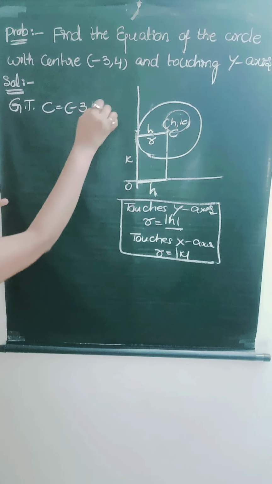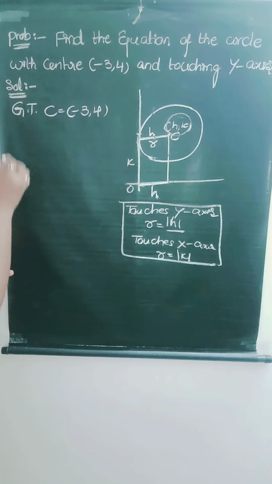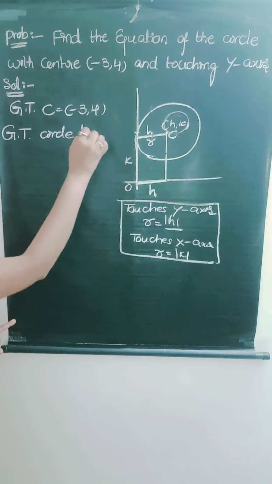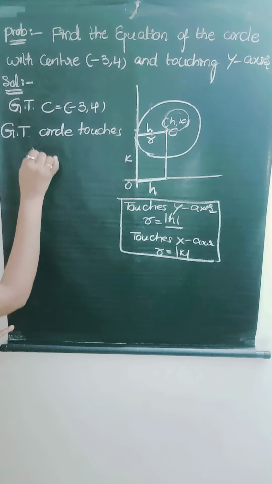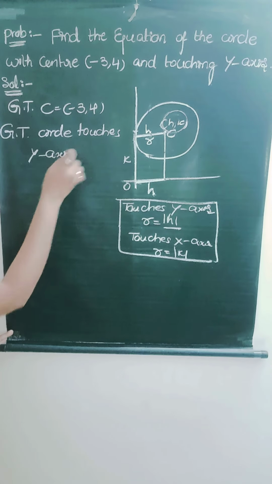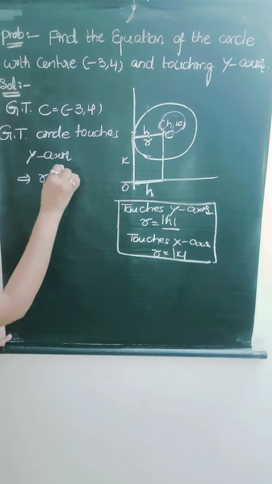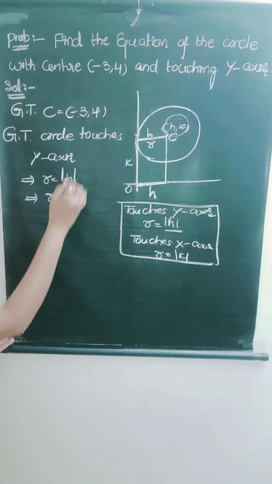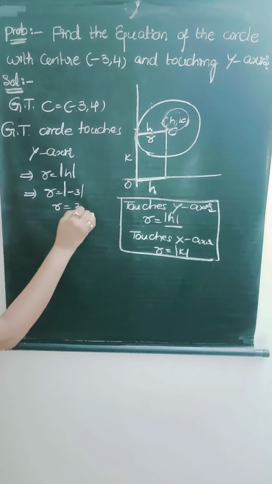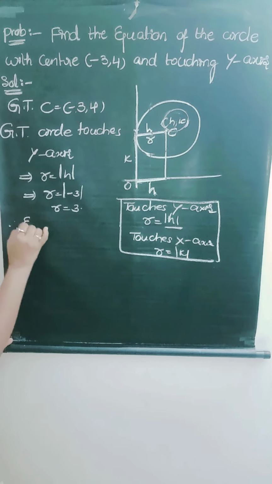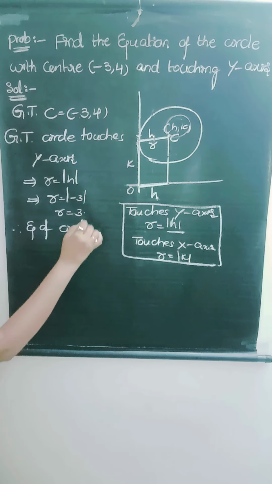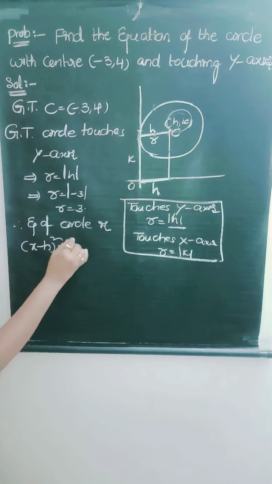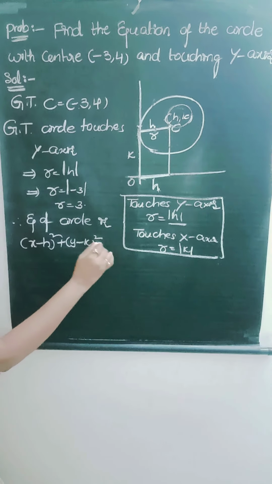Now coming to the answer. Given that the center is minus 3, 4, and also given that the circle touches the y-axis, we take r equal to mod h, that is, r equals the modulus of minus 3, so r is equal to 3. Therefore, the equation of the circle is, using the formula, x minus h whole square plus y minus k whole square is equal to r square.